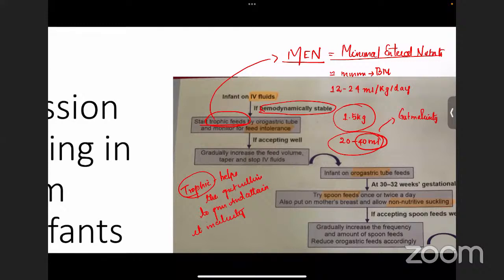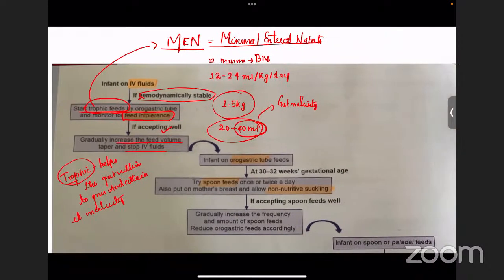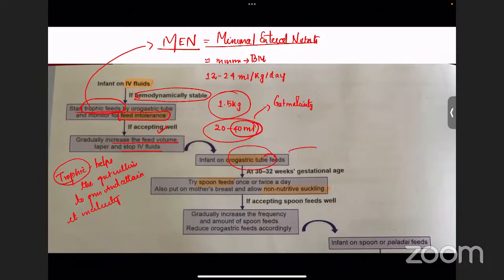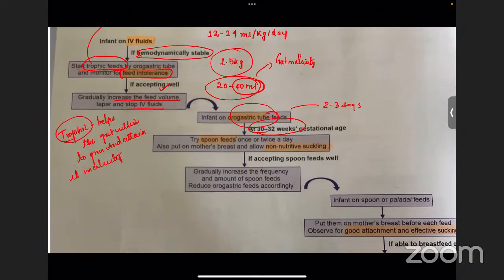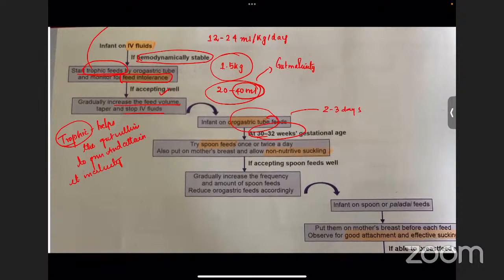So this you can give by orogastric tube and monitor for feed intolerance. If the child is tolerating it well, then increase the feed volume and slowly taper and stop IV. Now you stop IV fluid, the child is on orogastric feed. You gave it for 2 to 3 days, and the baby's age also increased to 30 to 32 weeks. Now, for 2 to 3 days there is no abdominal distension, there is no vomiting. The child is taking the feed well.